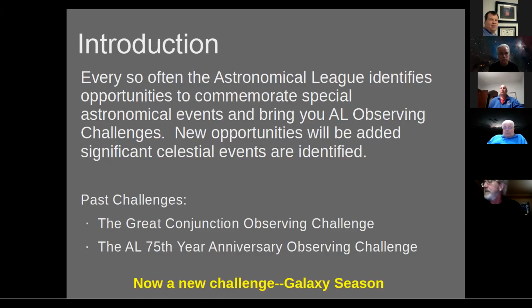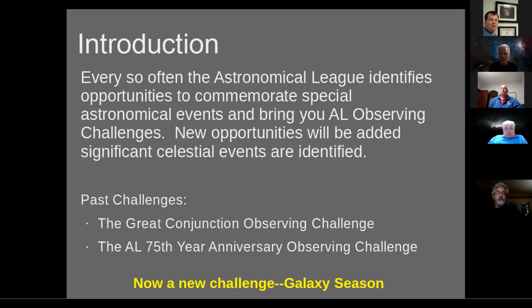Every so often, they come up with great ideas, usually not the solar system stuff. If it's something in the solar system, they'll usually couple that together with NASA and have what they call a NASA Astronomical League Challenge, but these are just Astronomical League things. In the past, two that you may have heard of, one was the Great Conjunction, like December of a year plus ago, when Saturn and Jupiter were together, and we kind of imaged those.